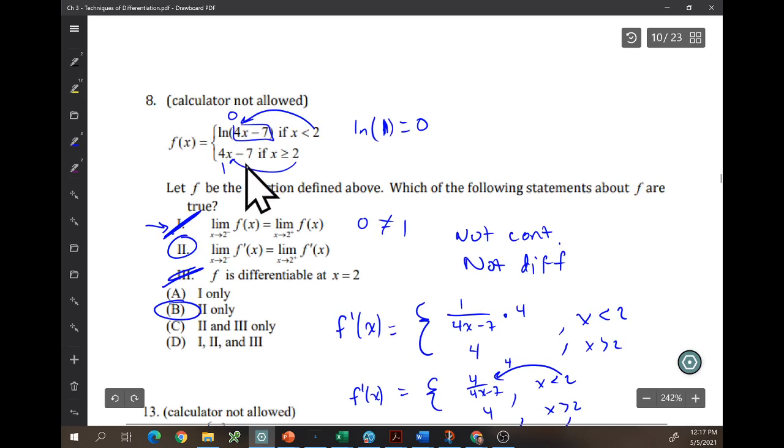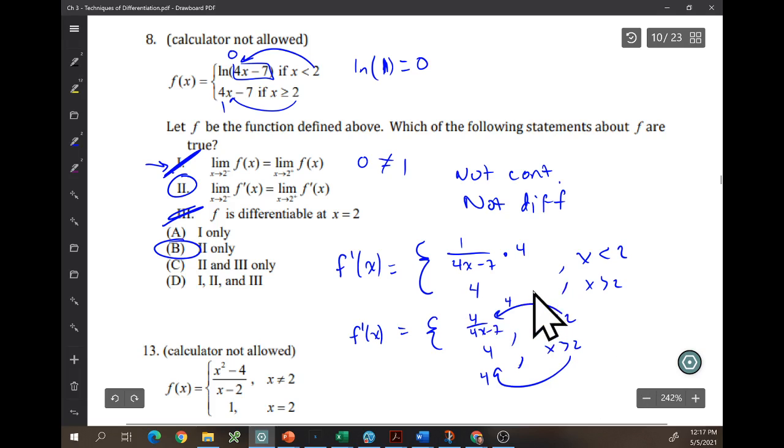Okay, so in order for it to be differentiable, it had to also have been continuous. When we plugged in the original and when we plugged in the derivative, they should have been equal to each other. So for differentiability, both of these things have to be true: it has to be continuous, and the limits on each side have to equal each other.